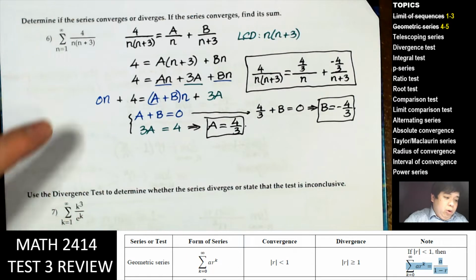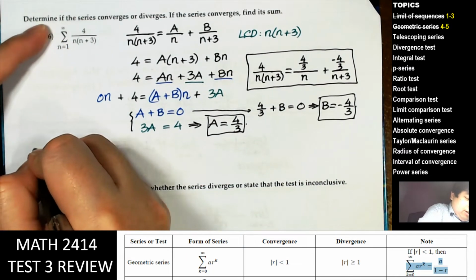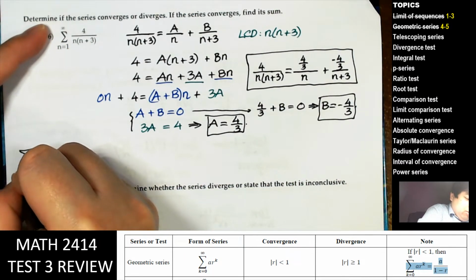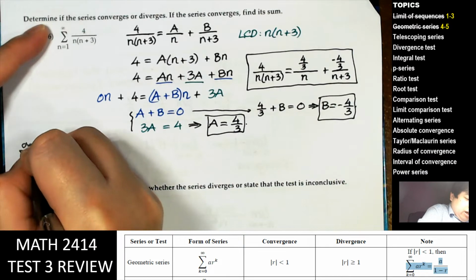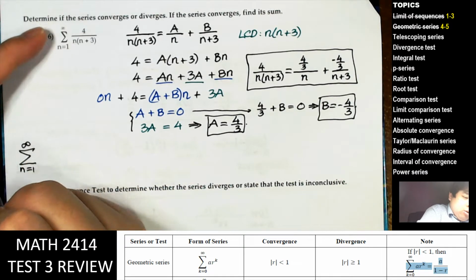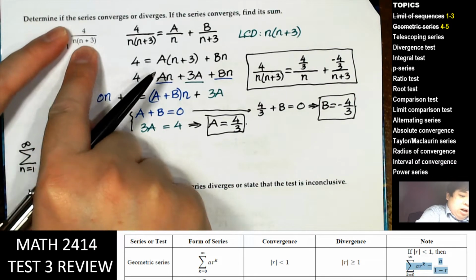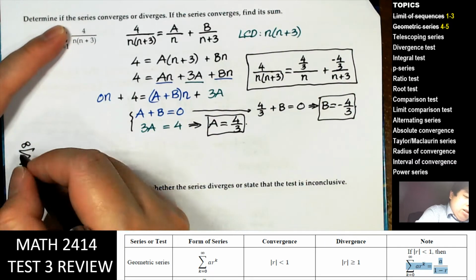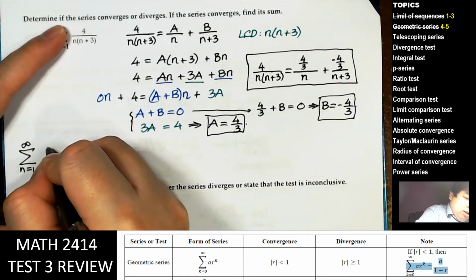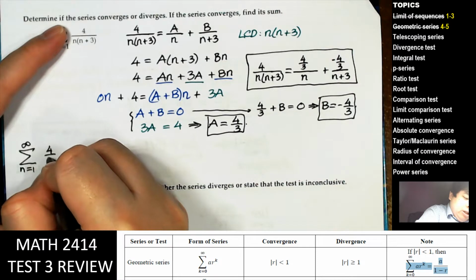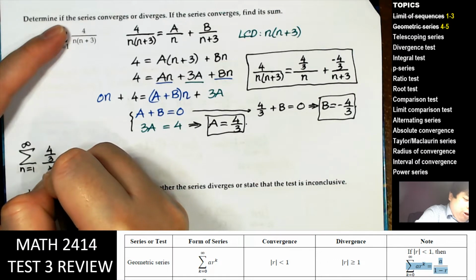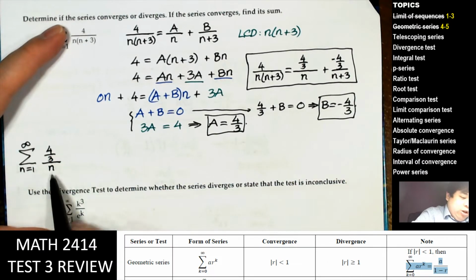Right, now we're going to write that sum, write out a few terms, and then we will see what this is about. So instead of writing that term, I'm going to use this instead. So it's just 4 over 3 over n like that. We don't need to write 4 over 3n. That's alright.